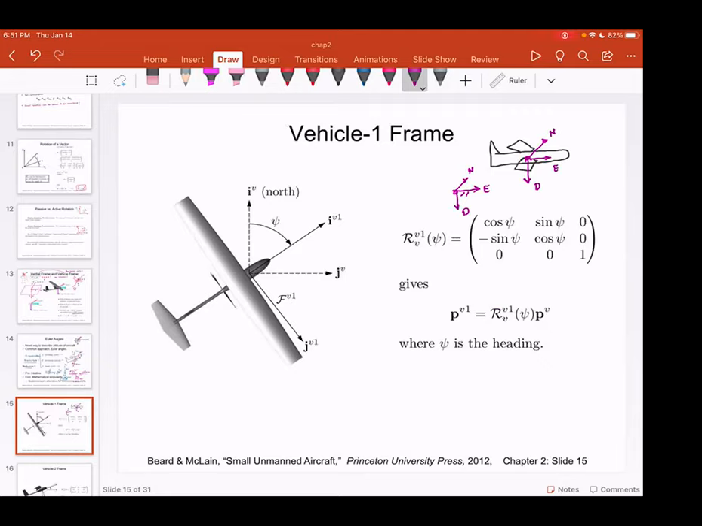So this is my vehicle frame, and this vehicle frame is indicated by iV and jV. And please note, kV aligns with kV1. So this is the vehicle frame, and I'm going to call this the vehicle one frame.